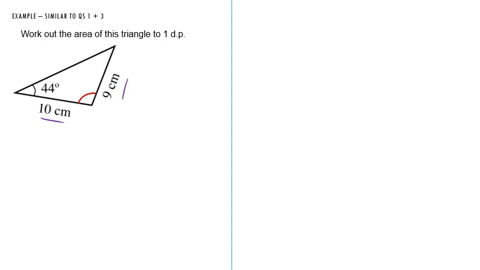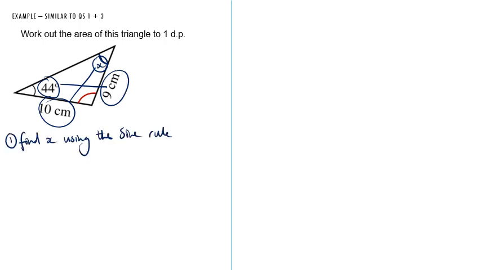The way we're going to do that is to first of all find this angle here, because we can do that using the sine rule. Because we've got an angle and a side which are opposite here, we've got a side and the angle we're trying to find here. Hopefully you can remember this okay from previous work you've done. When we're trying to find an angle, we want that to be the numerator.